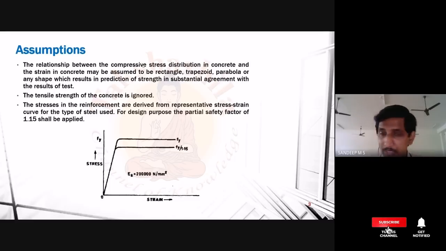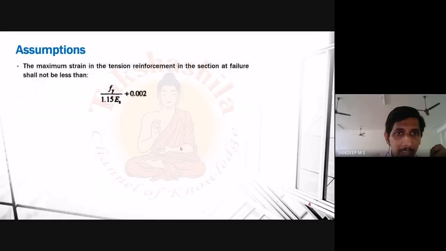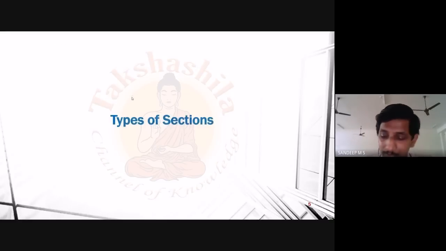And we have already seen that we will be taking a factor of safety of 1.15 for steel. That is the reason why we have a second curve. This is the curve which we take for our design purpose. Then another important point was that the maximum strain in tension reinforcement in the section at failure shall not be less than this value. Why were we insisting on a minimum of this value? It was to ensure that the structure has proper ductility. These things were already explained in the last class, so we are just moving further.